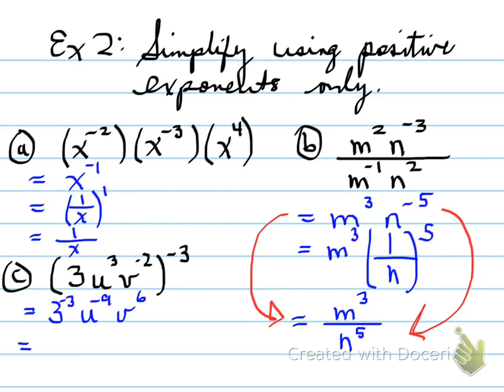What do we do now? Well, only the negatives have to move, so that we have v to the 6 on top, 3 to the negative 3 goes to the bottom, which gives us 27, and u to the negative 9 moves to the bottom to give us u to the 9. And that is the final answer to part C.